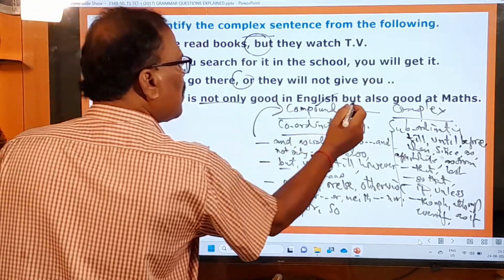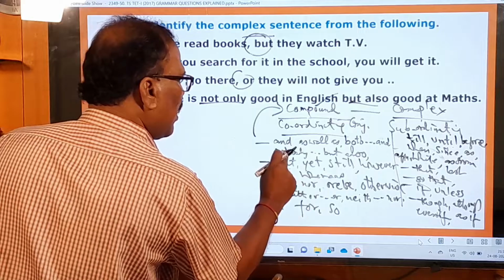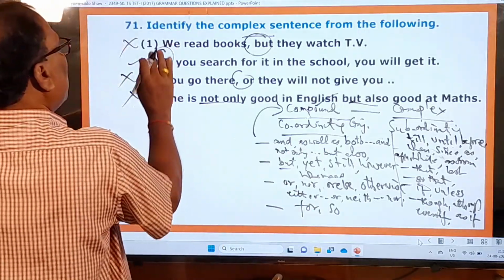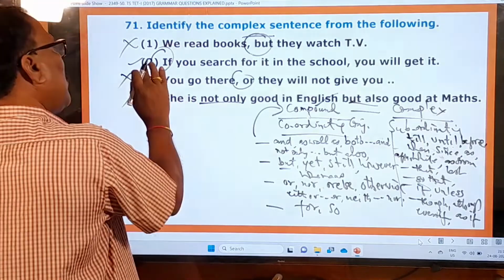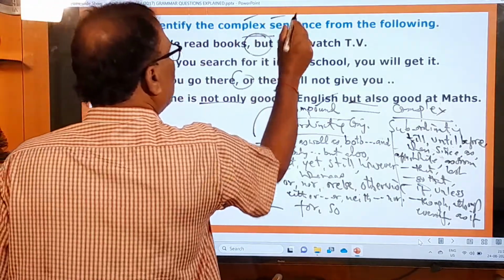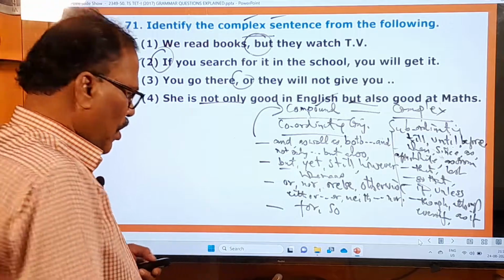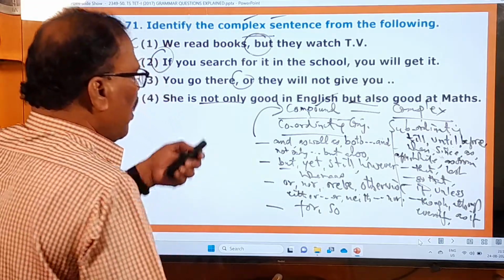She's not only but also. Okay, not only but also is there. So here, the first one, third one, and fourth one are compound sentences. Only the second one is the complex sentence. So this is how you have to understand this. Please keep this point in your mind.